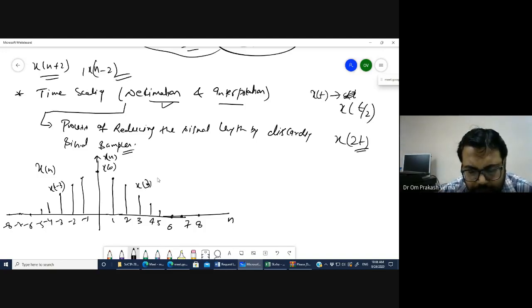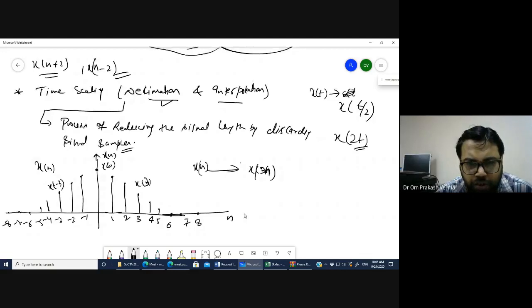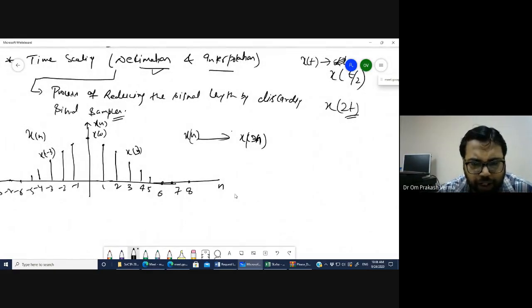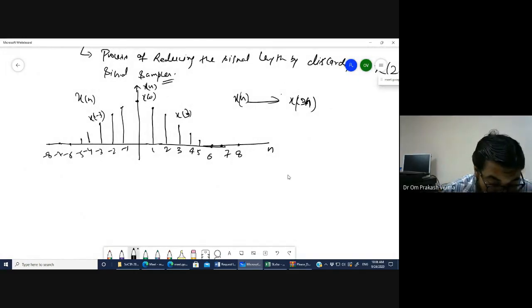Now I'm giving one problem. Let's say we time scale the signal by x of 3n. So what will happen? How can we solve it? I'm describing this with the help of values, however you can solve it very easily.